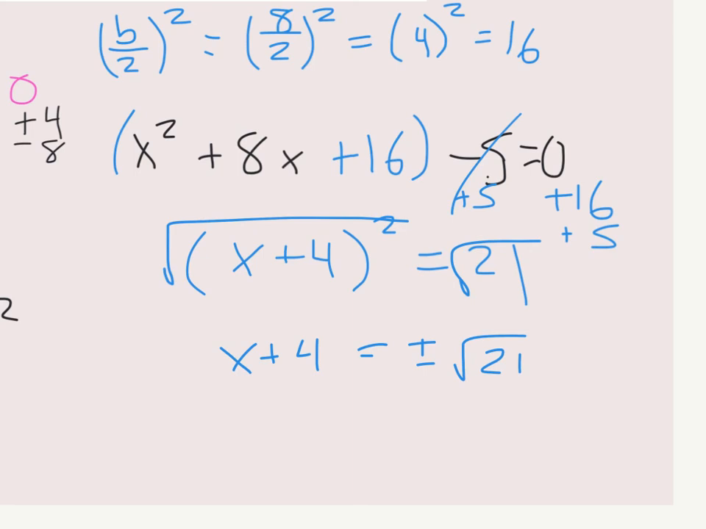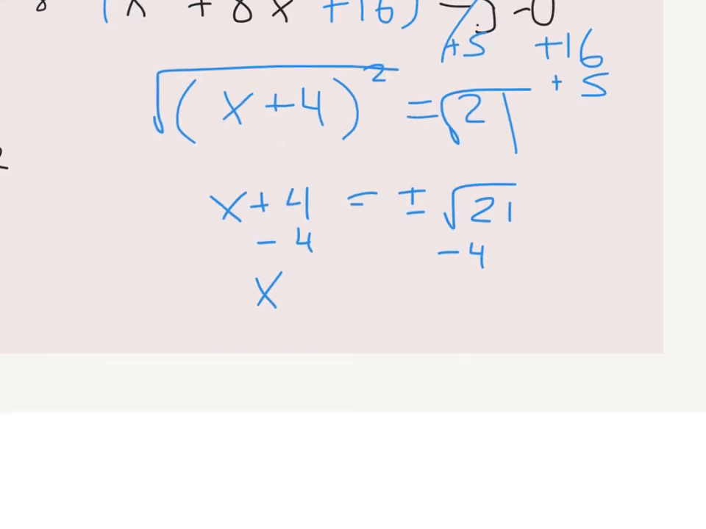Can we simplify the square root of 21? No. Nope. So we can just leave it like that. Then we are going to subtract 4 on both sides, so x is equal to negative 4 plus or minus the square root of 21.